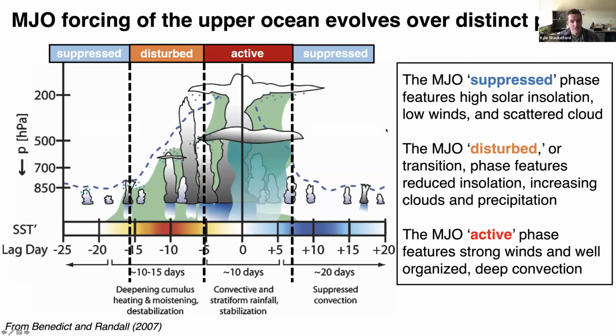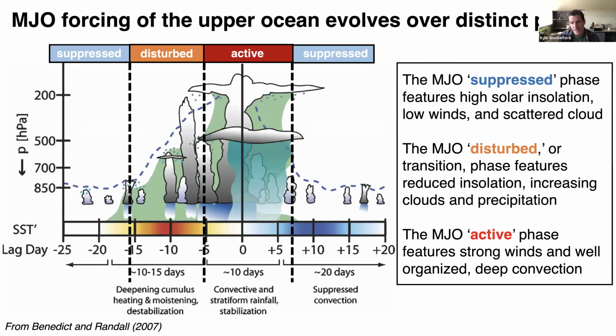And so, like I said, we're interested in looking at rain layer feedbacks to atmospheric convection within the context of the MJO. Today I'm going to be talking about the MJO across three distinct phases: the MJO suppressed phase, MJO disturbed phase, and MJO active phase. You can see those outlined on this diagram here, taken from Benedict and Randall.